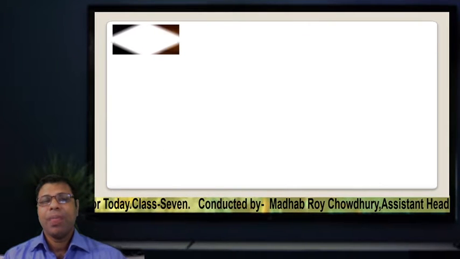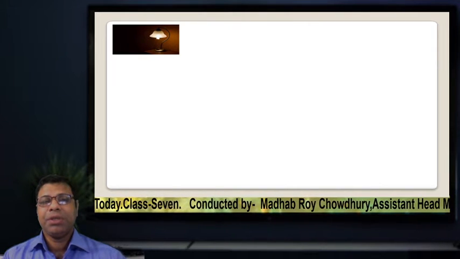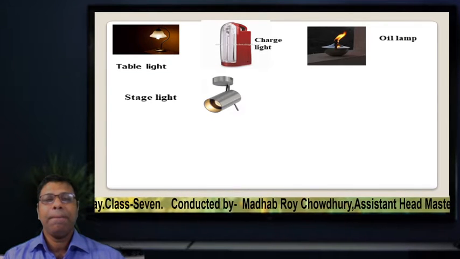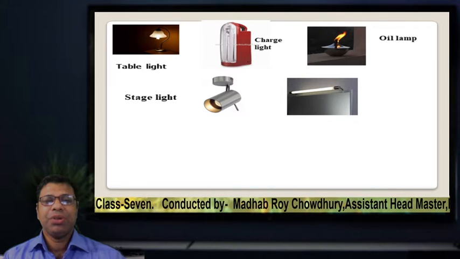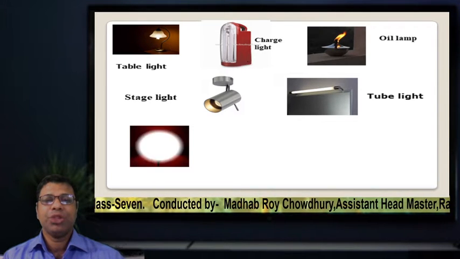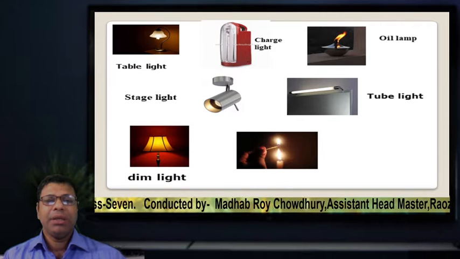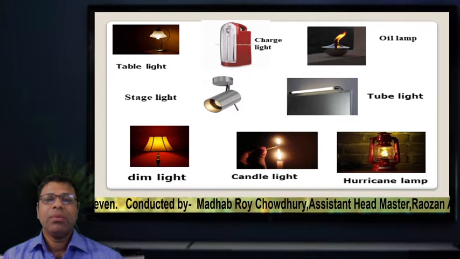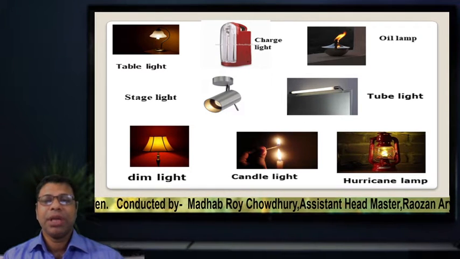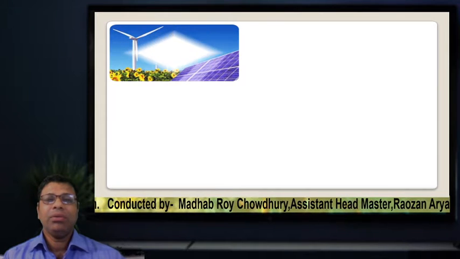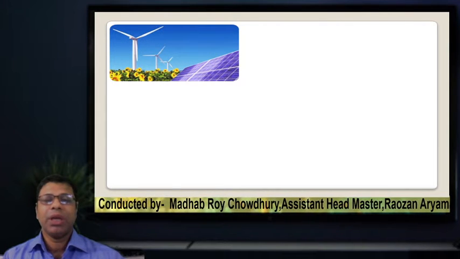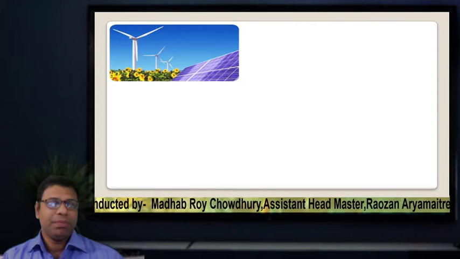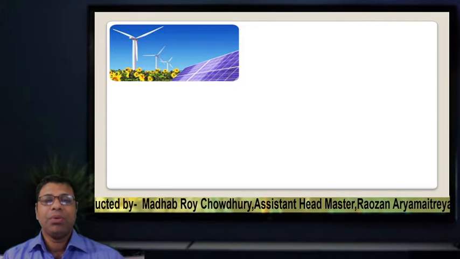Dear students, now look at the pictures. What is this? Tube light, a charge light, an oil lamp, a street light, dim light, candle light, and hurricane. What are they? Dear students, can you tell me what they are? They are all sources of energy. You can get heat or light from these objects.